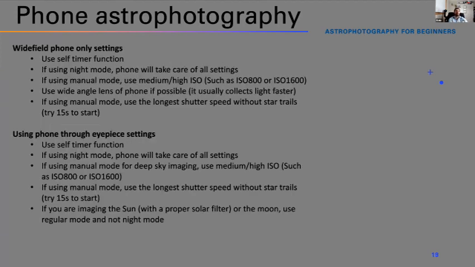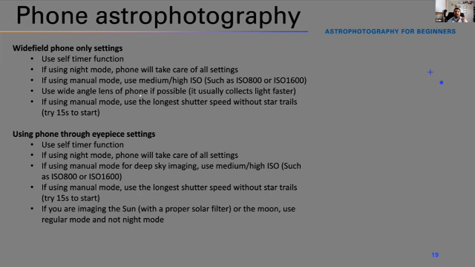Now, some of the settings I would recommend for wide field phone astrophotography. So that was that wide field shot you saw in the beginning with the tiny Orion at the bottom. Use the self-timer function so you don't shake your camera. If you're using night mode, the phone will take care of everything. If you are using manual mode because your phone doesn't support night mode, or you're using one of those apps, use medium to high ISO, such as ISO 800 or 1600. It will create a noisier image, but you will get more detail and your image will look nicer and brighter.